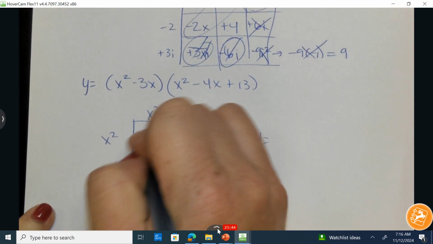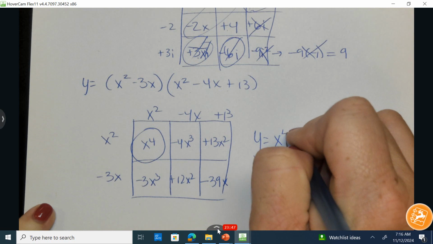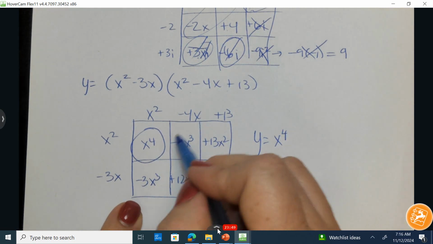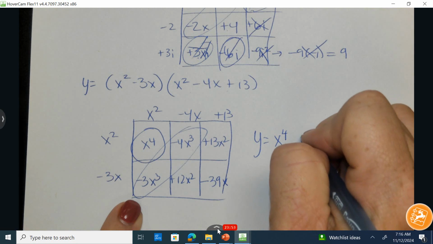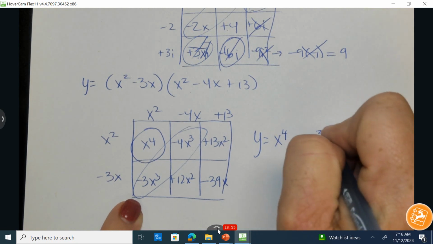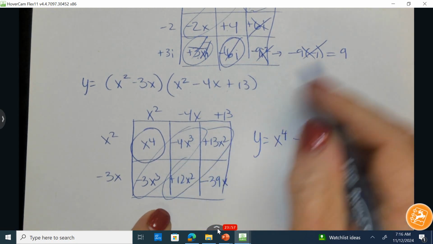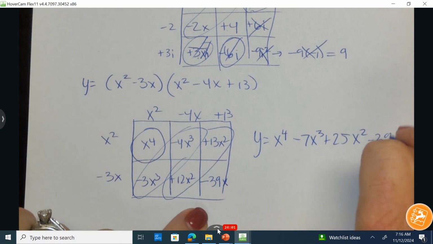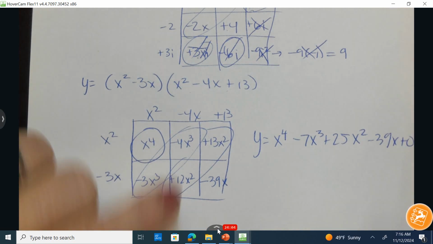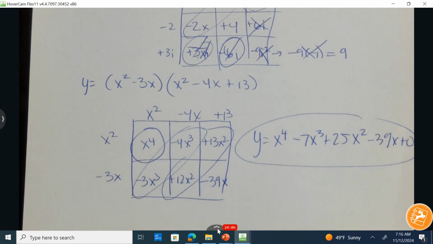When I combine like terms, there's only one that has an x to the 4th. Now the 3rd would be a negative 7x to the 3rd, a positive 25x squared, minus 39x, and there's no number in the back, so you're welcome to put a plus 0. That's really up to you.